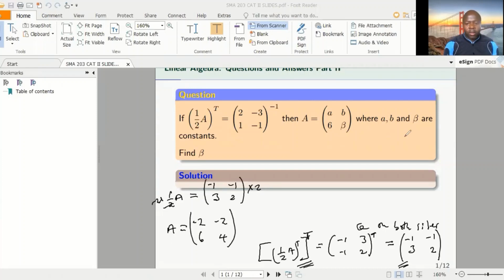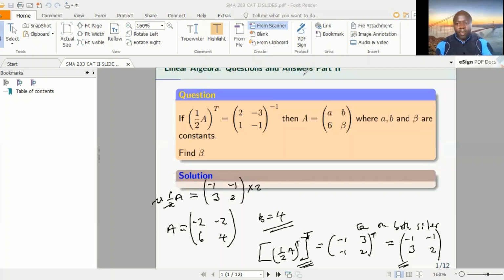But what the question wants is just beta, because I can see that A is negative 2, because this matrix is equal to this. This matrix here is the same matrix. So that means A is negative 2, B is negative 2. Then it's a 6 there. But the question wanted beta, so beta will be 4. So this is how we answer this.